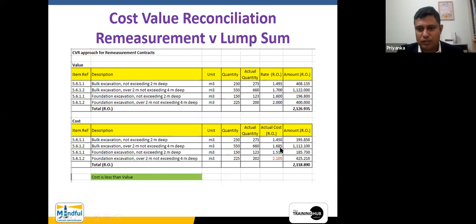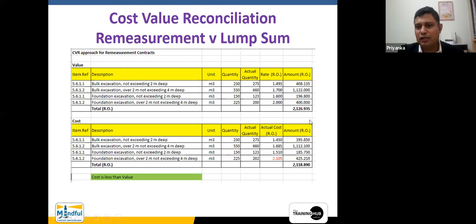When you are assessing the cost, you do your work study and you understand this is actually less than what is given in the BOQ. This is actually a little less than what is given in the BOQ. This is again less, but there is a slight increase in the fourth element for the foundation of excavation over 2 meters, right? And because of that, it triggered an additional cost.